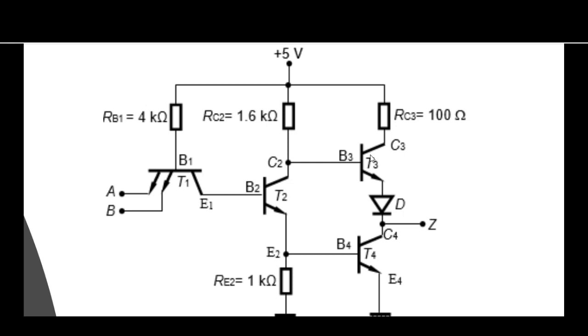Since T3 transistor is turning on, its emitter follows the voltage of base. That means 5 volt. The diode D, having 5 volt at the anode, will be forward biased. And this 5 volt will come across the output.